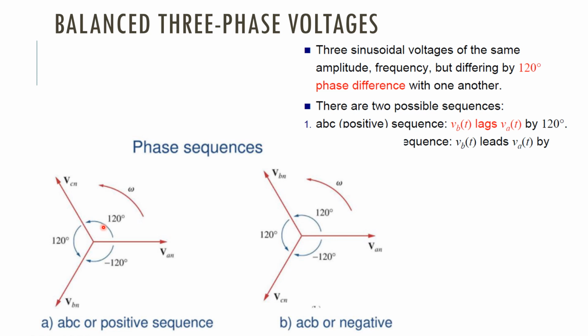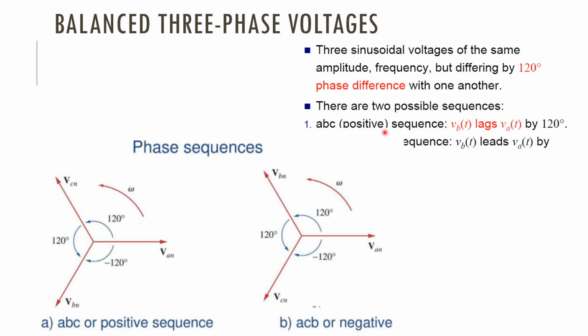So you can have two different sequences, the ABC sequence and the ACB sequence. The ABC sequence can be represented in this way. So AN, BN will be placed in this way, and CN would be taken in this way. This is what we call the positive sequence. If AN is here and BN in this direction, that is the positive sequence. Therefore here it is CN and BN. This is what we call the negative sequence.